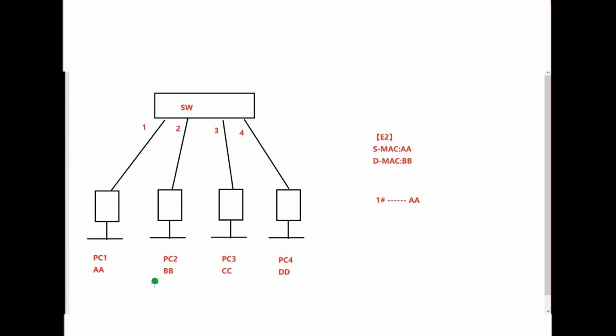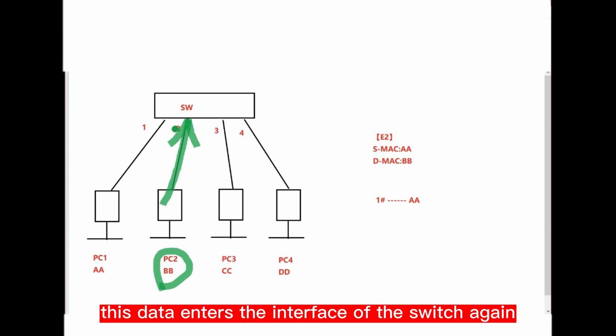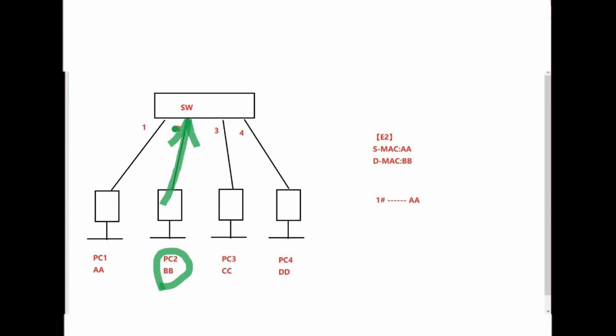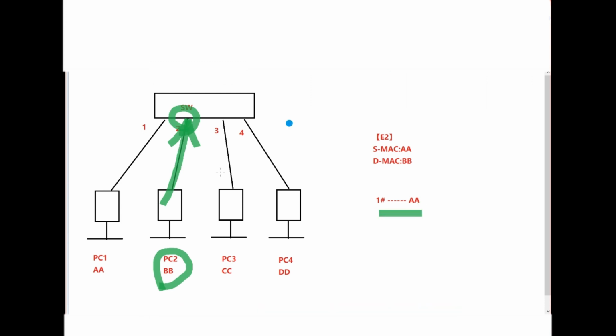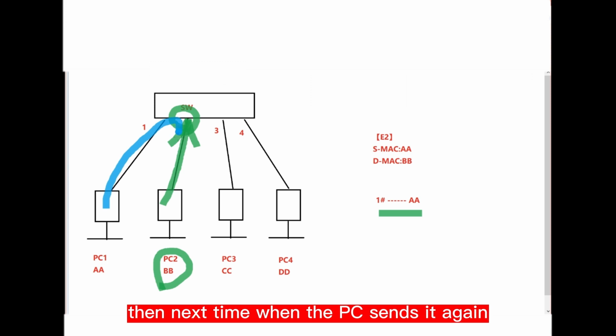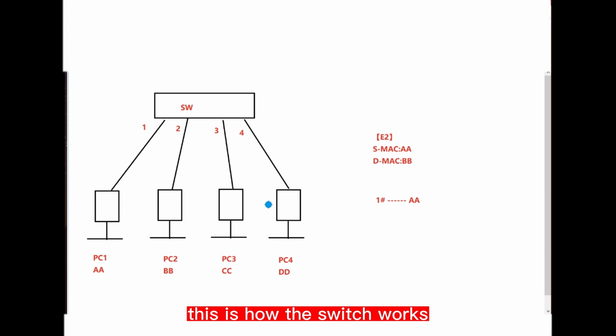If it floods, PC2 receives it and will reply after receiving. When replying, this data enters the interface of the switch again. It learned again. After learning, its MAC address table can be filled. Then next time when the PC sends again, it can look up the table and forward directly. This is how the switch works.